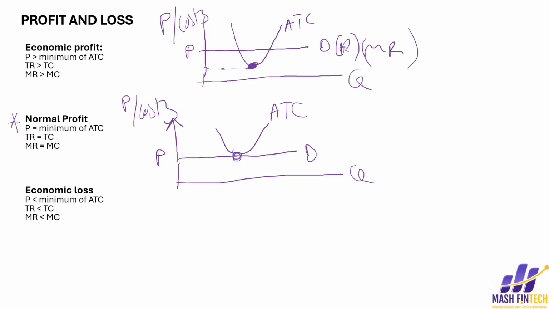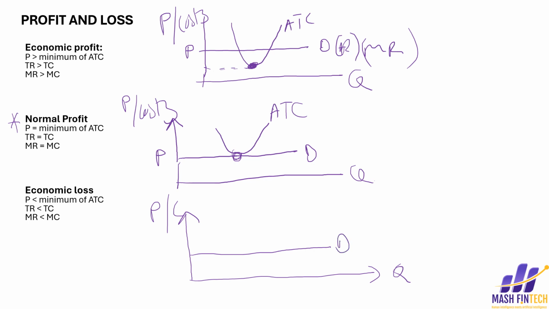The last scenario is a loss where the minimum point of the average total cost curve is above the price. So the minimum point of the average total cost curve is above the price, this average total cost. And in this instance, this cost is higher than the price. Hence, this area here is going to be our loss. So I'm going to go into detail with one of these scenarios. And hopefully it's going to make more sense.